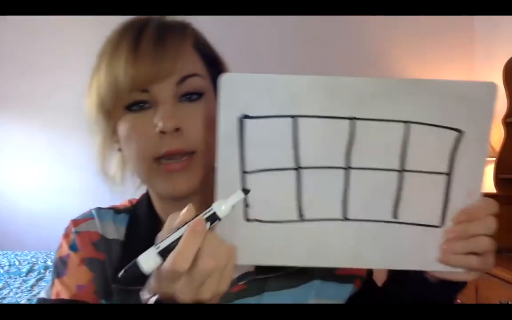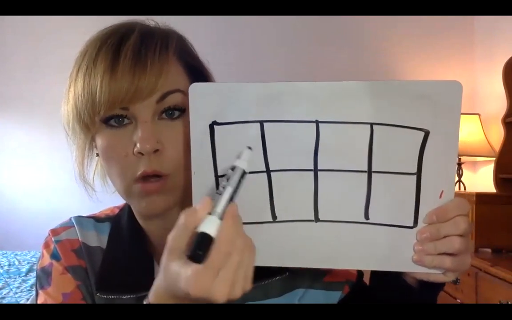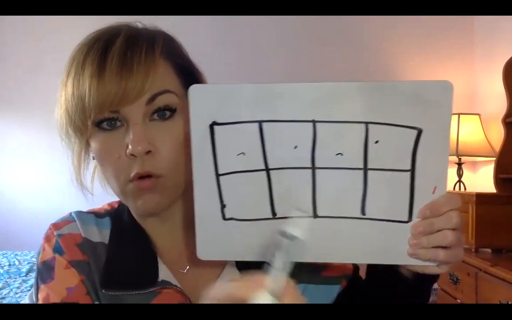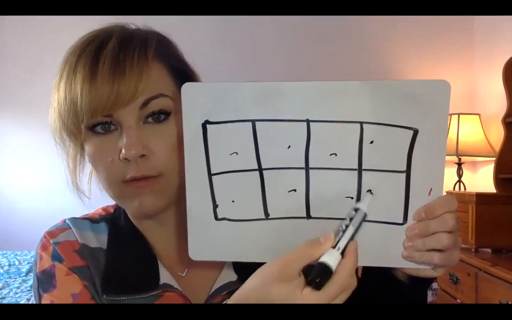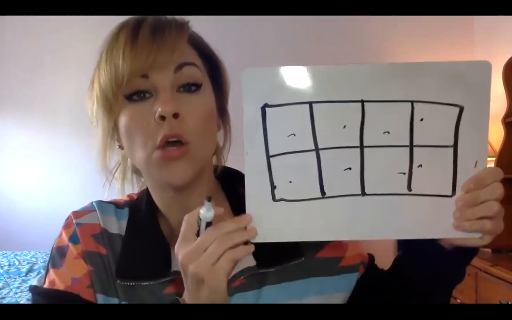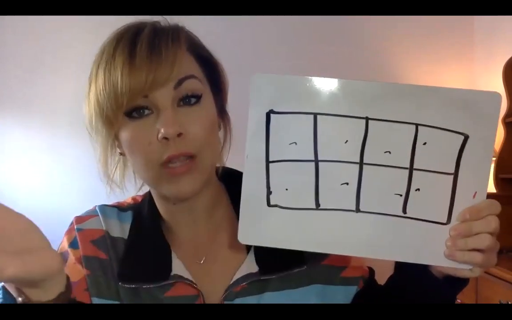They have 2 rows of 4. So what I mean by flipping it is right now I have 2 rows. So 1, 2, 3, 4, and then 1, 2, 3, 4. So there's 2 rows of 4. So if I read this, it would be 4 plus 4 equals 8.